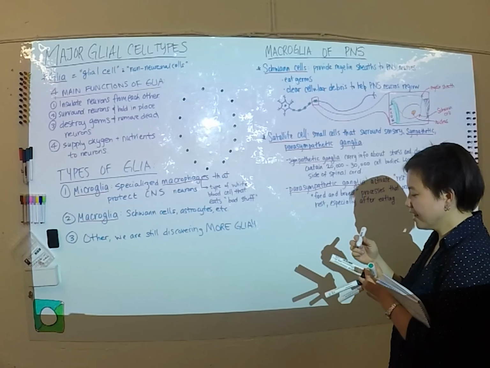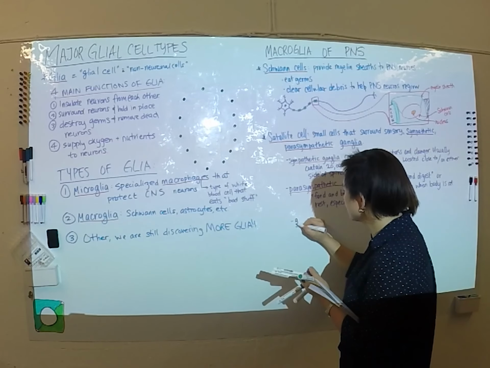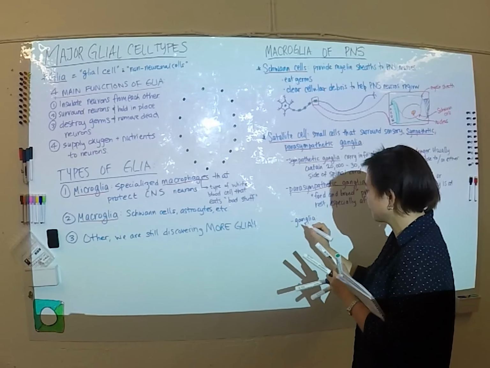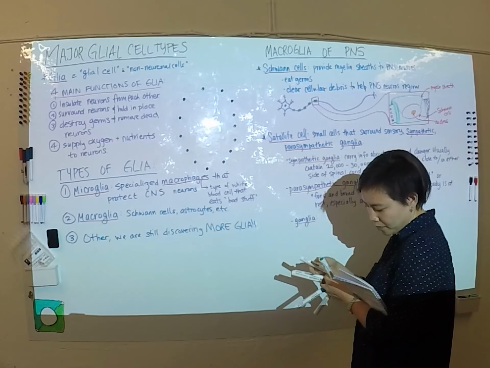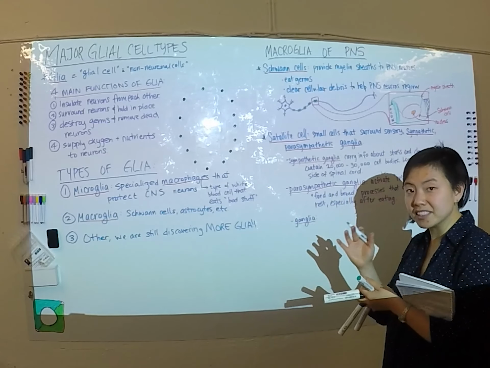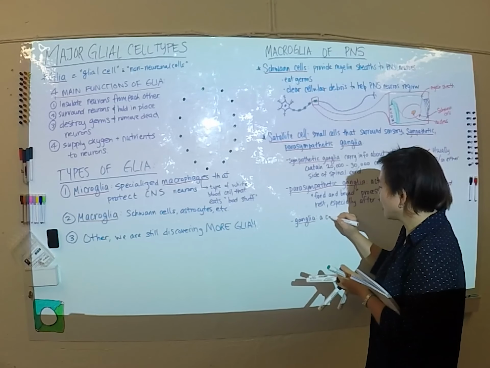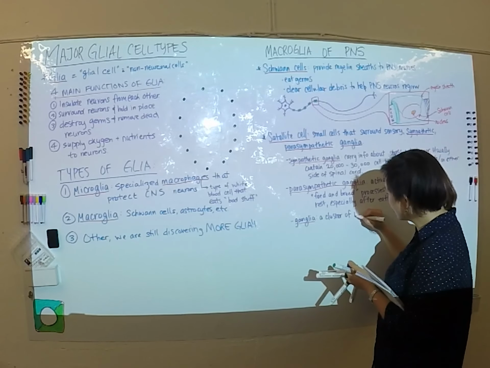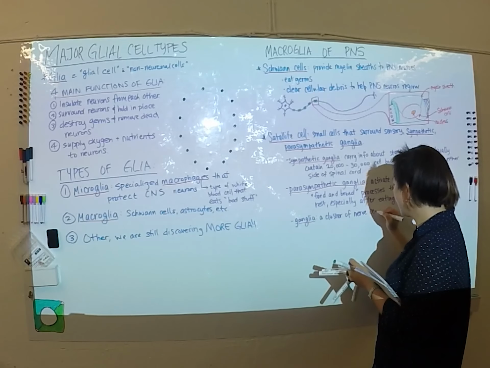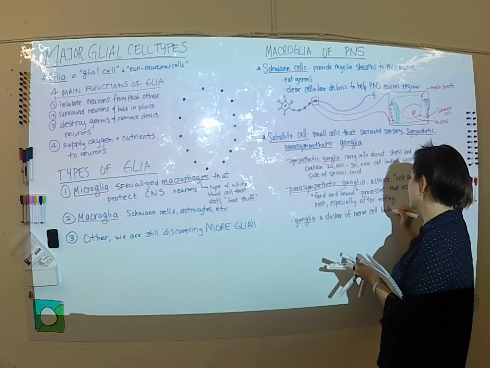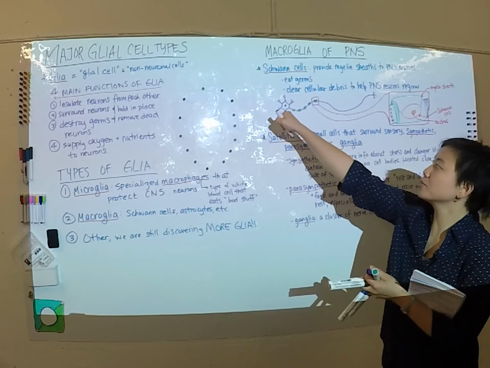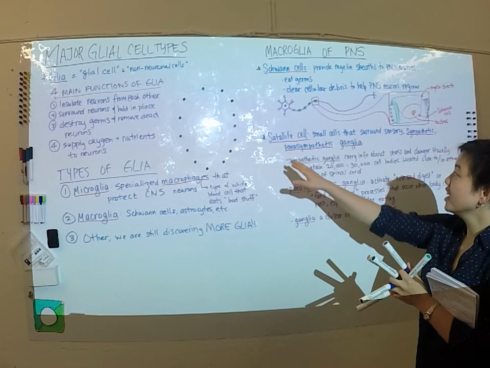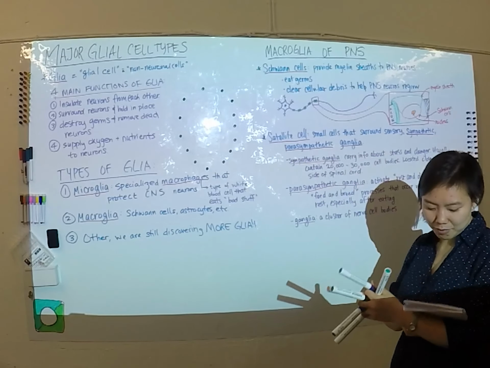Okay. And then last but not least, we'll just formally define ganglia once again. Ganglia, as I've been saying, is a cluster of nerve cell bodies. Okay? So this part, the soma, the part with the nucleus, they all cluster together, and that's where the satellite cell comes in.